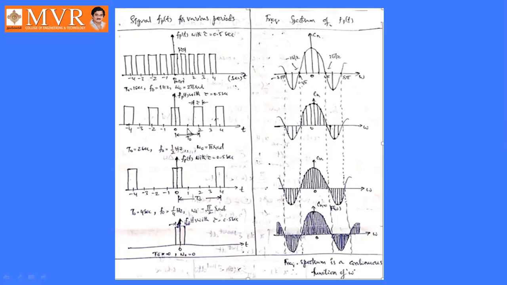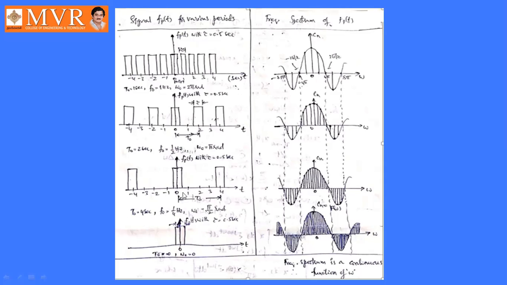Here the time period is given as T naught equal to 0 to 2, that is 2 seconds. So f naught is 0.5 hertz and omega naught is pi radians only. So this is 0, pi, 2 pi, 3 pi, 4 pi, like that. Okay, so it will become denser when compared with this one.